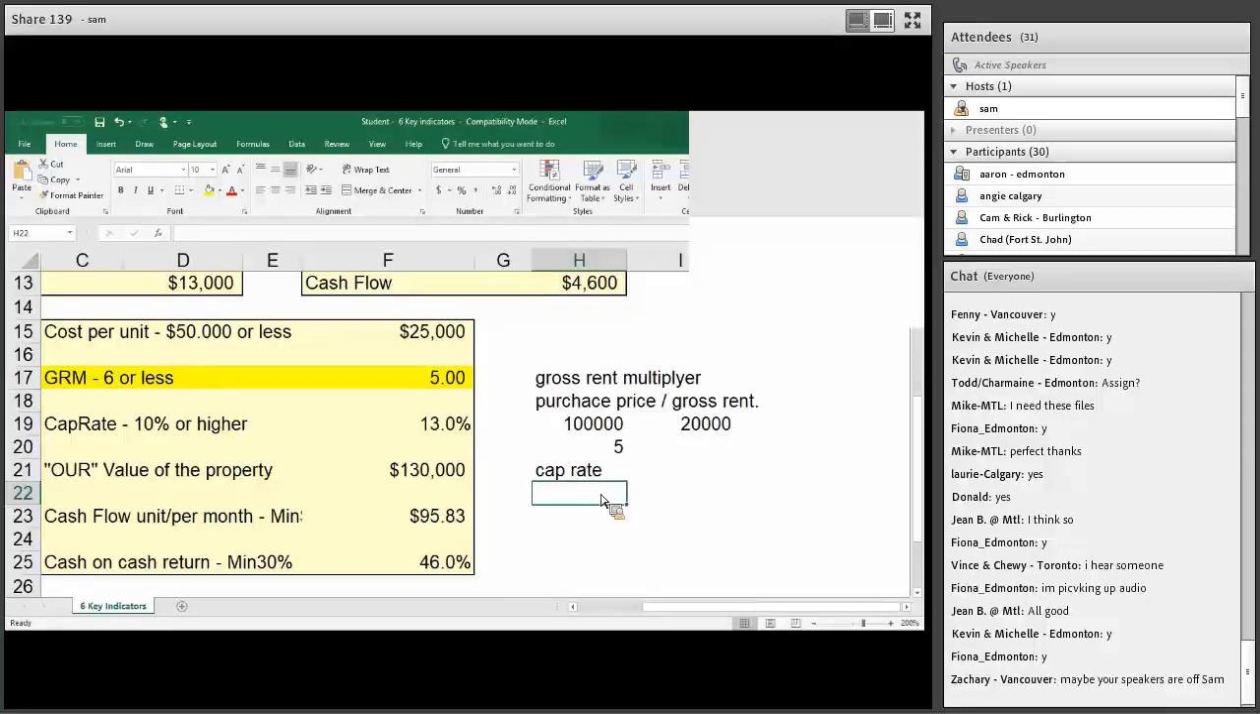Okay, cap rate. So how does cap rate work? Well, cap rate takes the net operating income. Net operating income divided by what? Divided by purchase price. Okay, net operating income divided by purchase price.